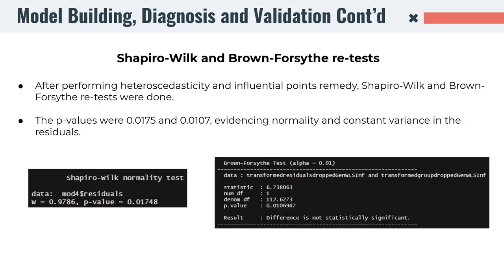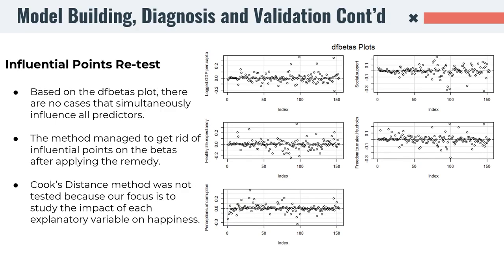To confirm that we successfully removed the non-constancy of the residuals, we performed Brown-Forsythe and Shapiro-Wilk tests on the residuals. At alpha 0.01, we conclude that the residuals have constant variance and follow a normal distribution. Finally, from the DFBETAS plot displayed here, the robust regression method managed to reduce the influence of case 150 on the betas.